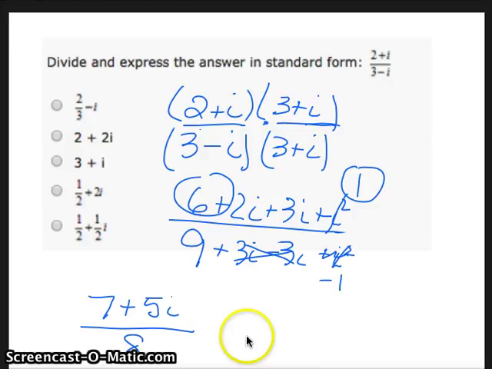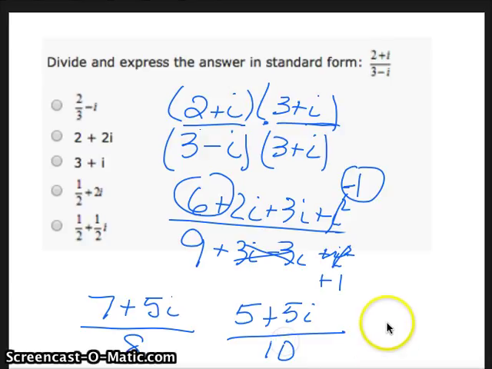Mr. Staples must have messed up somewhere, so hold the phone. In all my excitement here, this is negative 1, and that would be minus a negative, which is positive. I'm sure you probably pointed out my mistake. That's okay. 5 plus 5i over 10, which is 1/2 plus 1/2 i.